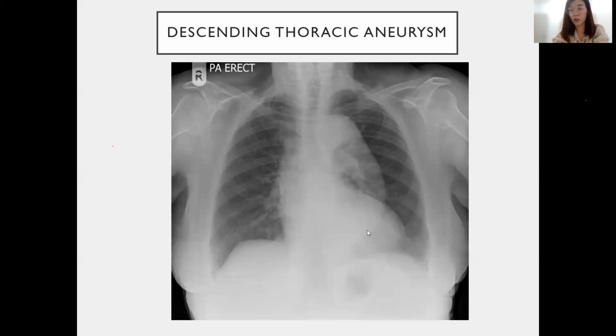Next, refer to hospital, must do a CTA. If the patient is stable, just CTA. If not stable, we need to do a 3-phase study to see if there's any leaking of the aneurysm.